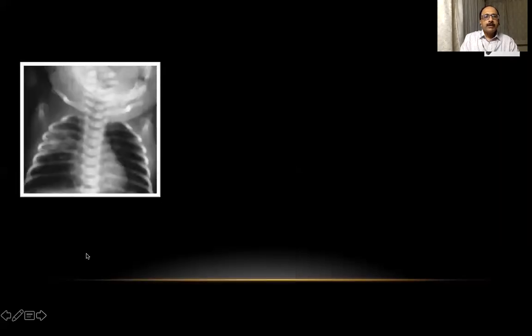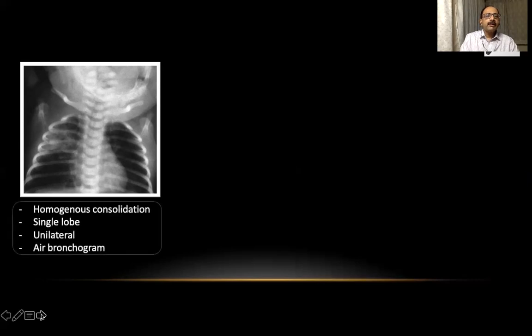Now look at this baby. What you find here is opacification which is affecting the right upper lobe. There is no shift of the mediastinum. The lung volume is normal, and what you have here is a single lobe which is affected, with an air bronchogram which is visible, which is unilateral. So this is obviously a lobar pneumonia.